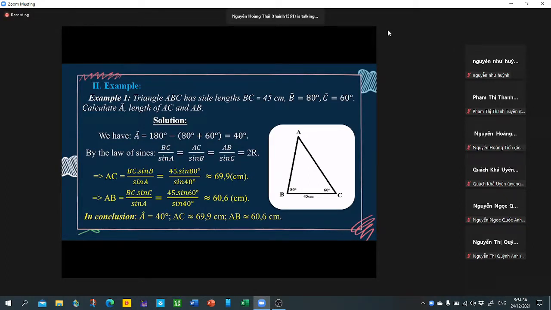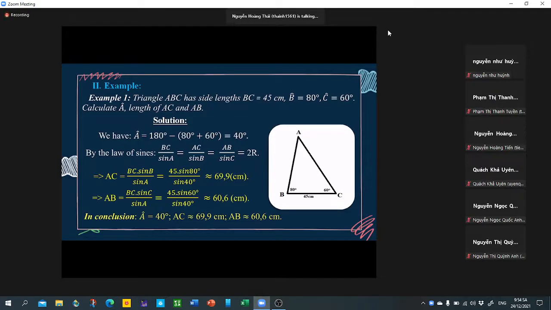So we have the measure of the angle A equal 180 degrees minus 80 degrees and 60 degrees equal 40 degrees. And by the law of sines, we can find the length of AC equal BC times sin B over sin A equal 45 times sin 80 degrees divided by sin 40 degrees. And the result is about 69.9 centimeters.